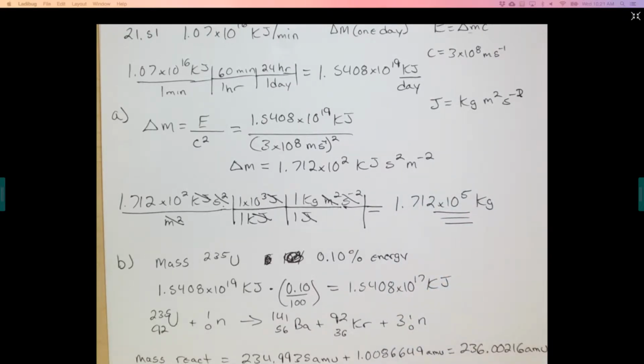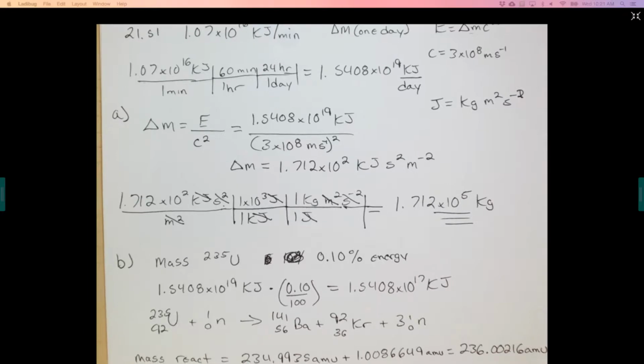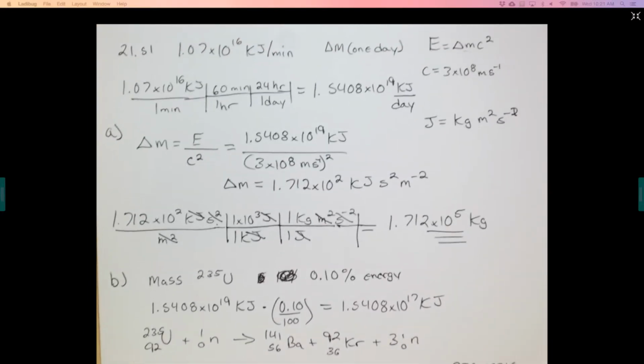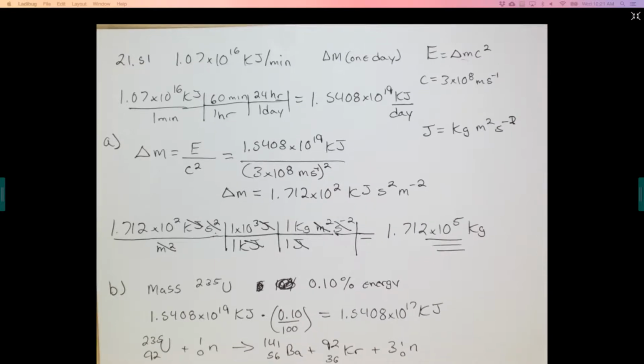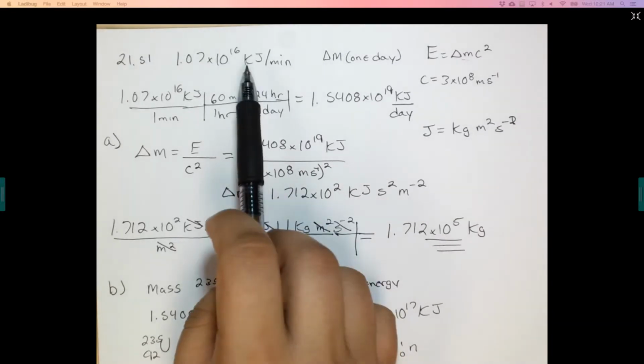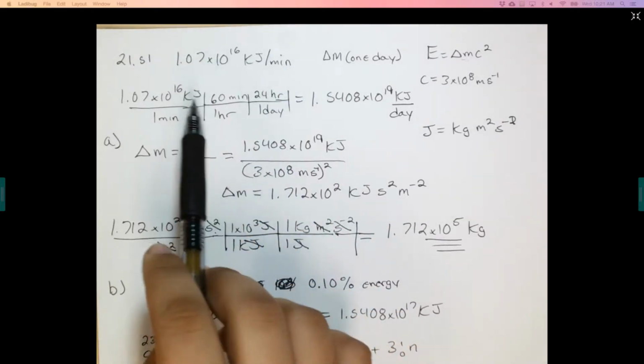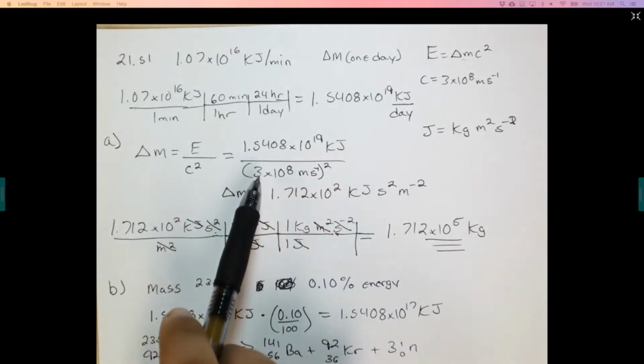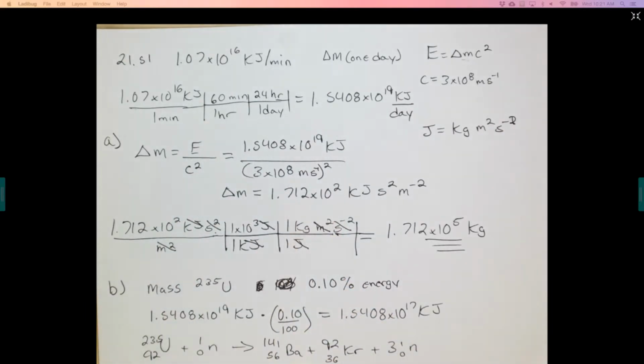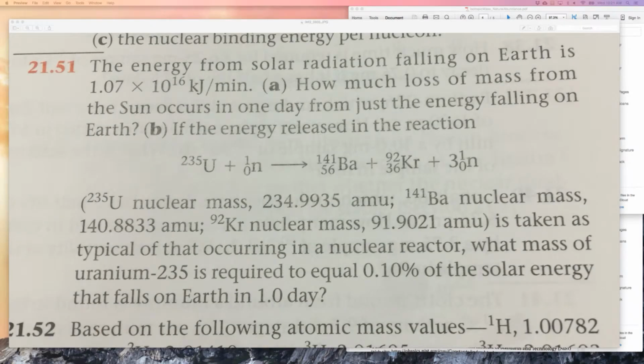So essentially 171,000 kilograms is the mass change involved with that energy change. So the main focus here is to be able to recognize a rate, be able to convert that rate into total energy, and then be able to manipulate it using Einstein's equation. So second, part B again asks us and gives us a nuclear reaction.